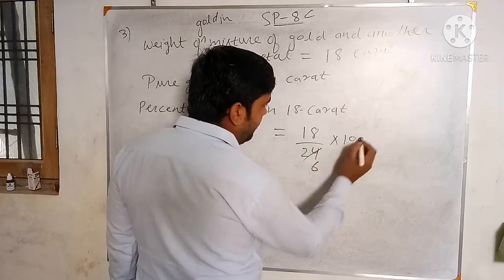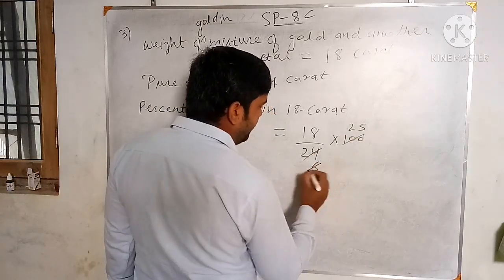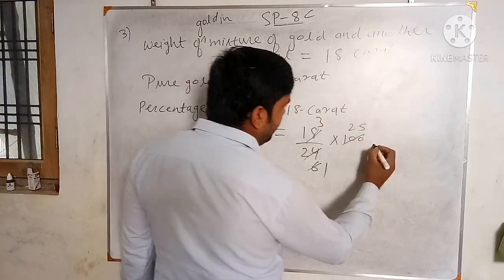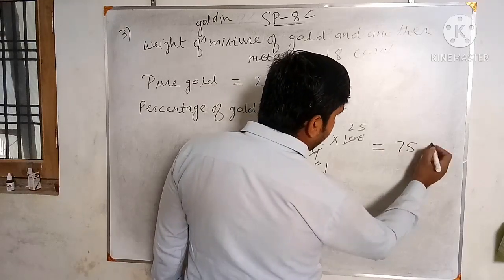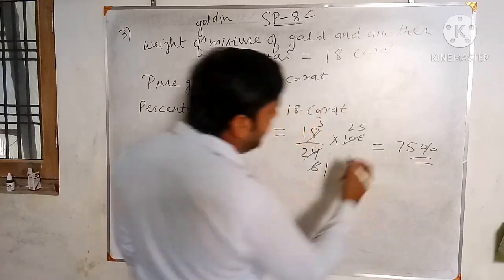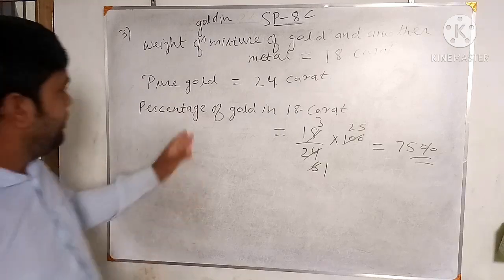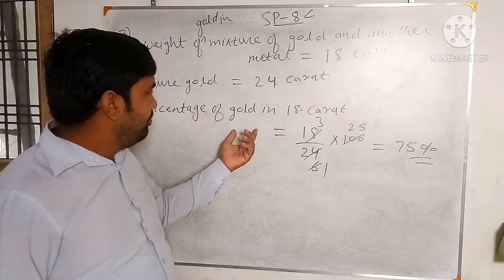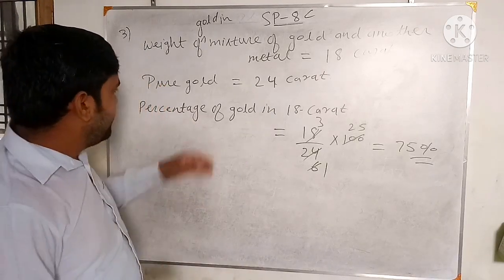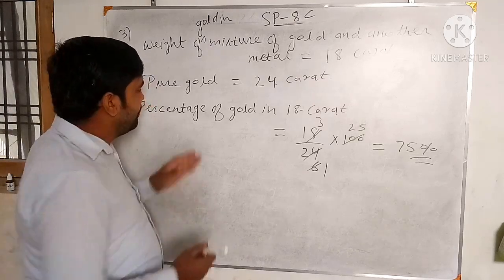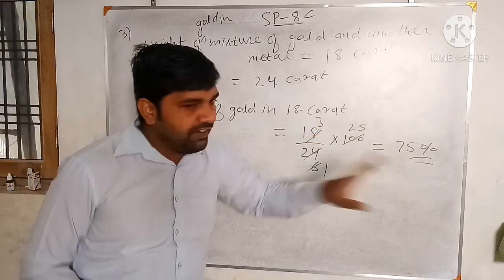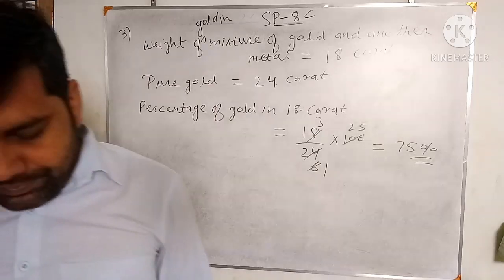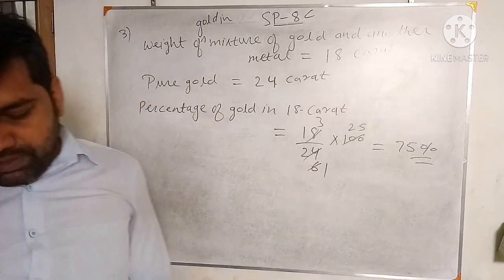Now 4 6s are 24, 25 3s are 75. That is 75%. So the percentage of pure gold in 18 carat is 75%. Okay. Now similarly you can do question number 4.